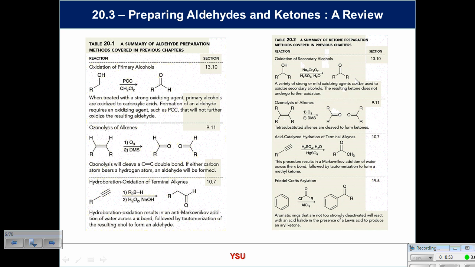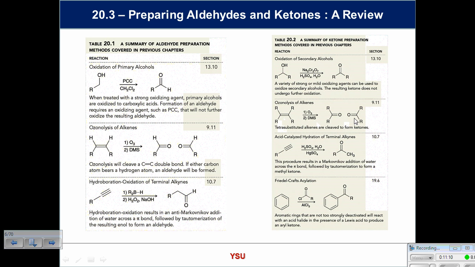Now over on the right-hand side, in this case, we're making ketones. You can take any secondary alcohol usually and oxidize it using any of those reagents. PCC works, PDC, sodium dichromate will all work because you're not concerned about over-oxidation. Once you get to a ketone, that's the end of it. You don't have an extra hydrogen here on the ketone, so you're not going to go any further.